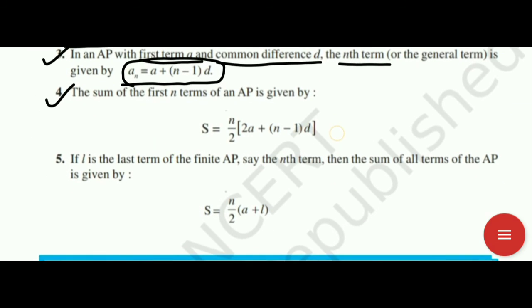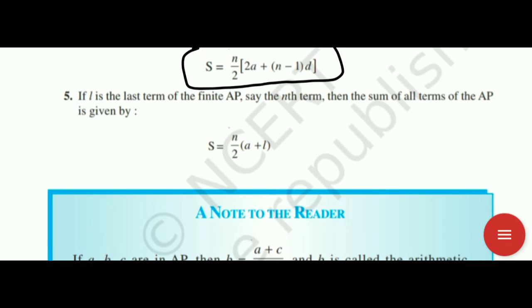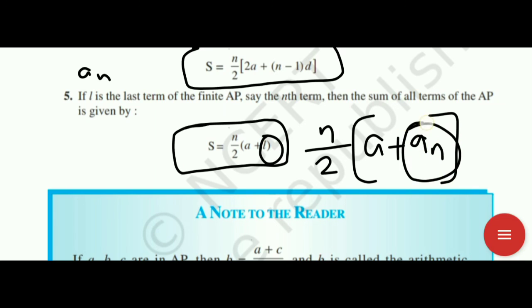Fourth one, the sum of the first n terms of an AP is given by what? What is the sum formula? Sn equals n by 2 into 2a plus n minus 1 into d. That is the first formula. What is the second formula? If l is the last term, you can take either l or an. l is the last term of the finite AP, say the nth term. Then the sum of all terms of the AP is given by Sn equals n by 2 into a plus l, or you can write n by 2 into a plus an. Both are the same. You can write l or an as the last term.